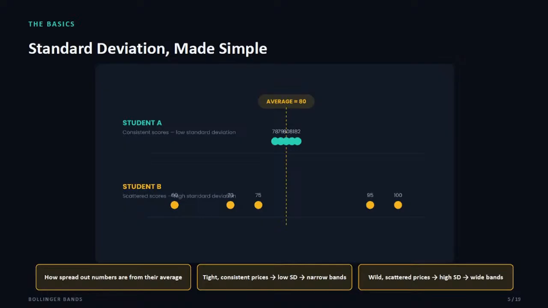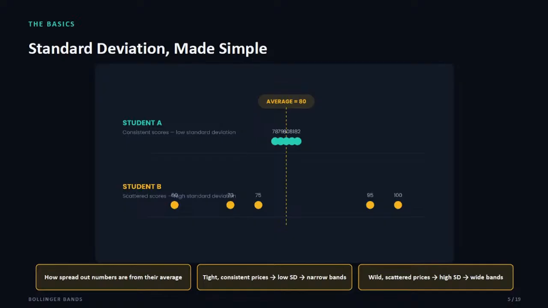Now apply that same idea to stock prices. If a stock has been trading in a tight, calm range recently, its standard deviation is low, and the bands squeeze in close to the moving average. If a stock has been swinging wildly up and down, its standard deviation is high, and the bands stretch way out.